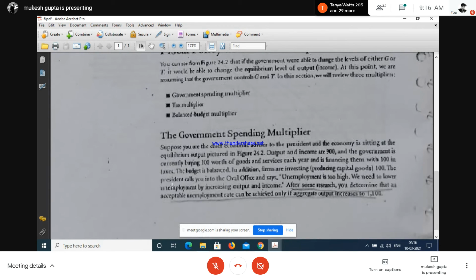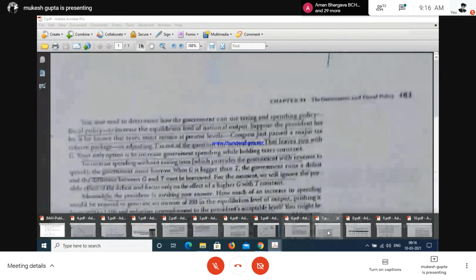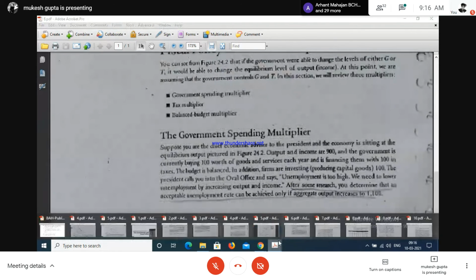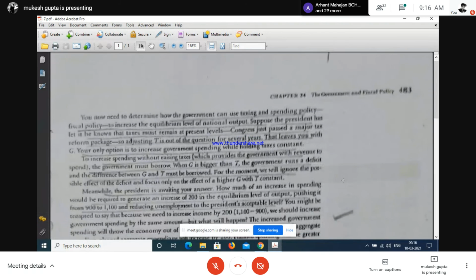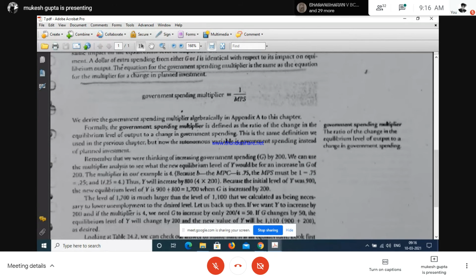So the government has initially bought 100 crore rupees worth of something, but the change in income is different. What would be the multiplier? How much will income change with the change in government expenditure? We can calculate it by the marginal propensity to consume. Here you can see 1 by MPS, the marginal propensity to save. The marginal propensity to save is just 1 minus MPC. Why is it like that?